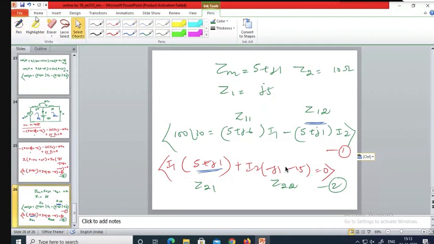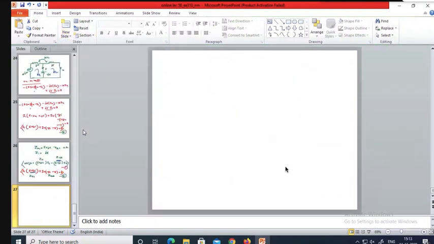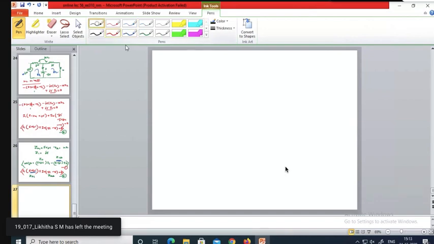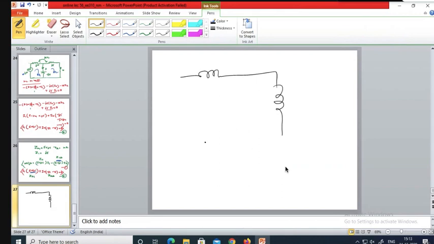Now let me solve one more problem here. A simple problem, which will help you understand the concept of coupling circuits. This is 4 Henry, 5 Henry, 3 Henry. This is a dot here, and this is the dot here.